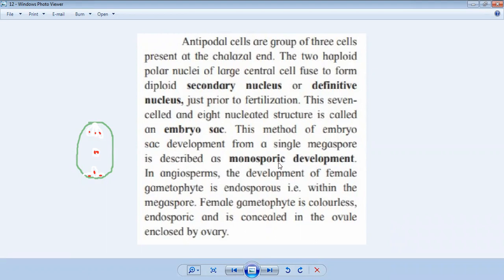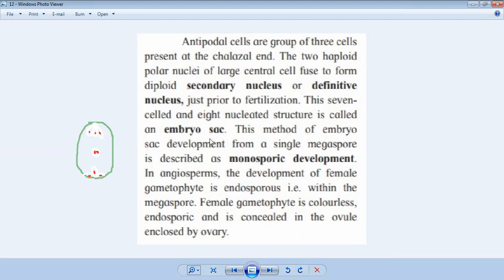Okay, therefore the angiospermic ovule is a monosporic, endosporic 7-celled and 8 nucleate structure. Okay, in angiosperms, development of female gametophyte is endosporous. Endosporous means that it is within the megaspore, meaning the development of the female gamete happens inside the female gametophyte. The female gametophyte is colorless, endosporic and concealed in the ovule enclosed by the ovary.